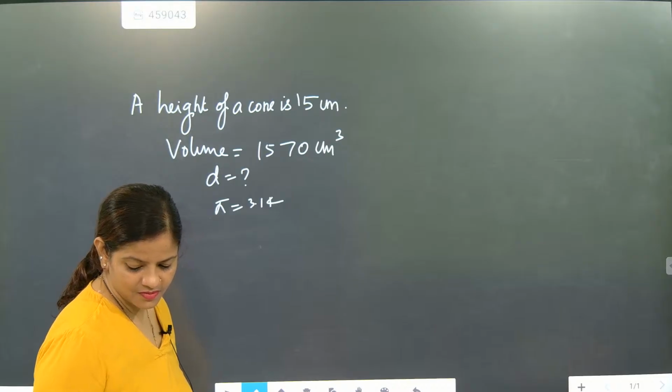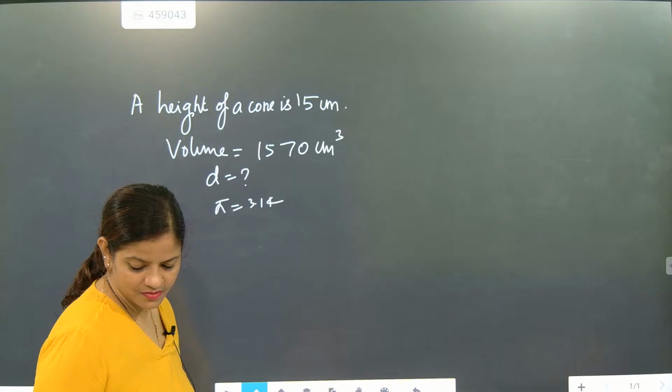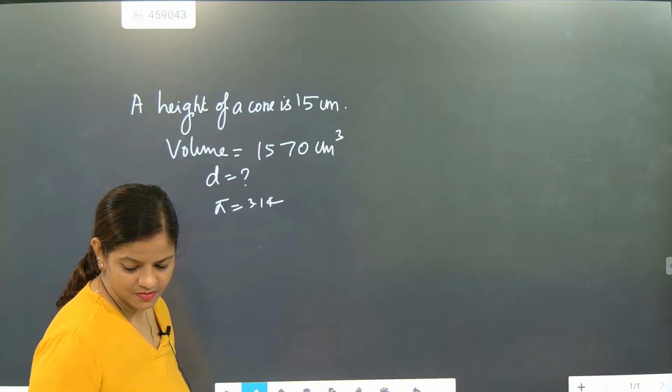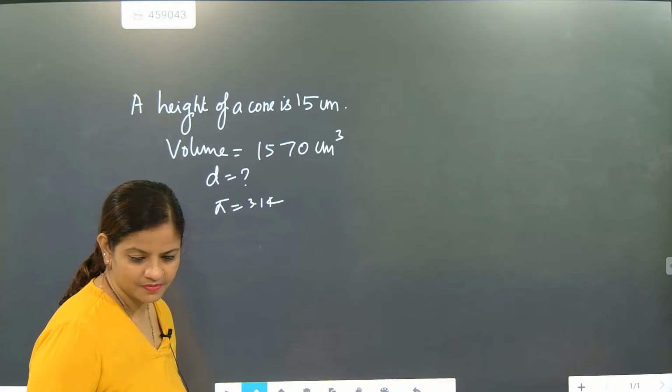M square is equal to R square plus S square. R square is equal to S square.